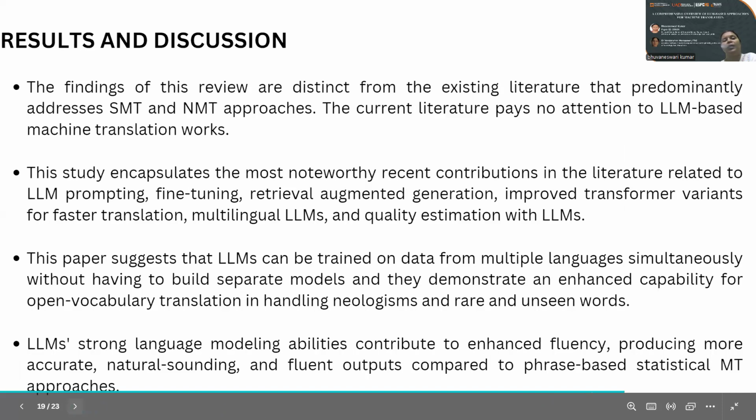So looking into the recent papers listed in the review, the findings show that the existing literature predominantly addresses the SMT and NMT approaches, and they pay no attention to LLM-based machine translation works. But our study here encapsulates the recent contributions related to LLM prompting, fine-tuning, retrieval-augmented generation, and various variants of transformers for faster translation.